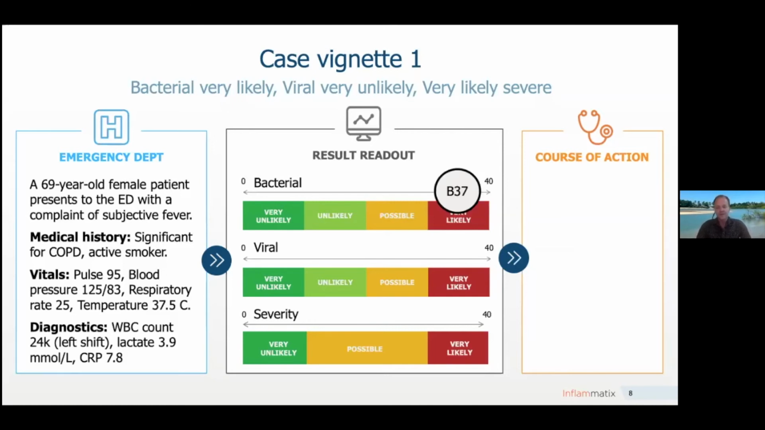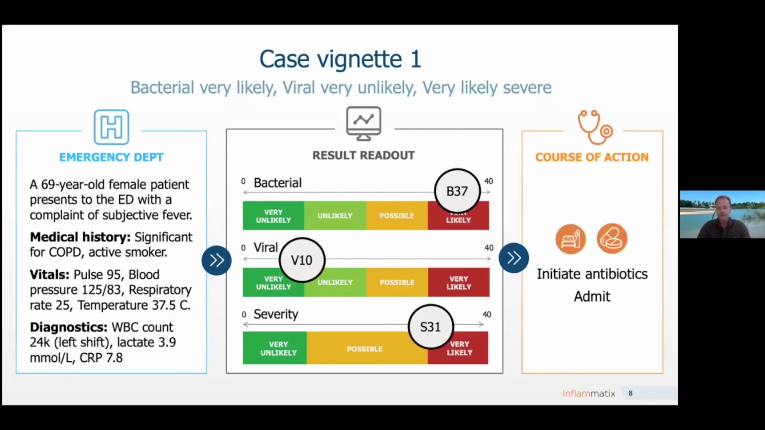Let's imagine the bacterial result comes back as a very likely, so a high likelihood of 37. The viral result comes back as 10, very unlikely. And the severity comes back as 31, very likely. So now, in this case, your course of action would focus on immediately initiating antibiotics, admitting the patient likely to an ICU because of the severe condition.